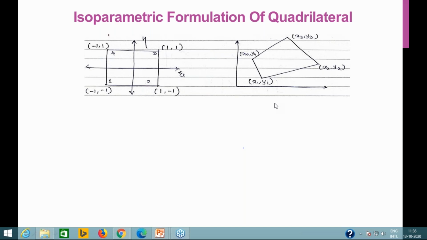If I want to write the Jacobian matrix for the rectangular element, then what will be the size of that Jacobian matrix? The size of the Jacobian matrix for the rectangular element. I want answers from you.